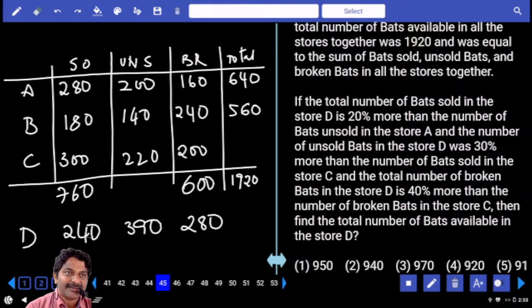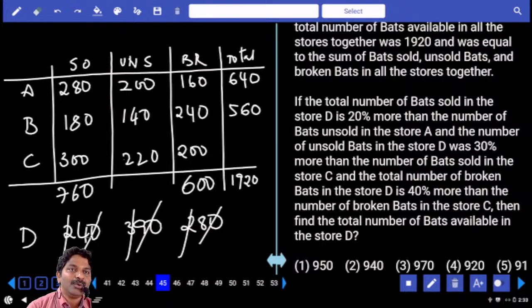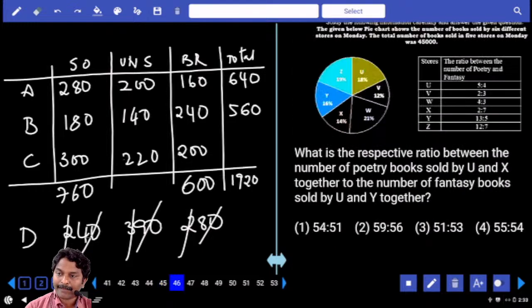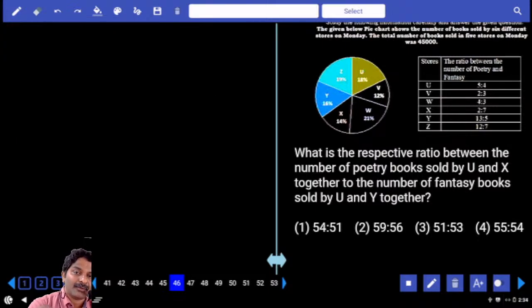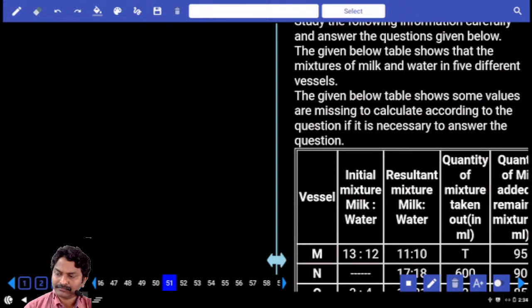Sum of all the numbers only. 200, 200, 300, 700. 80, 40, 120. 90, 210, plus 700, 910. Right. So the caselet is also over. Now tell me, question number 51 onwards.